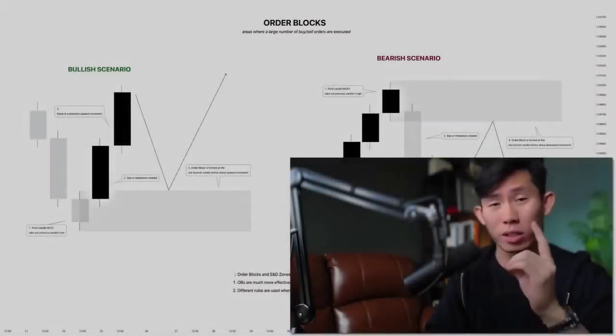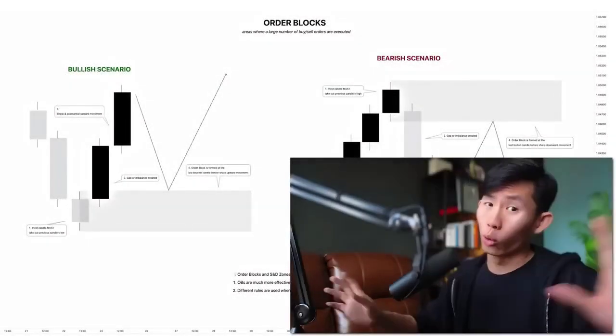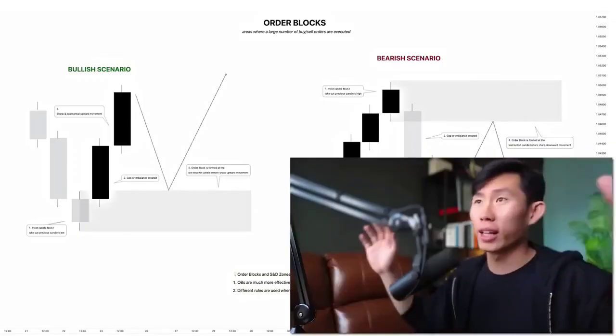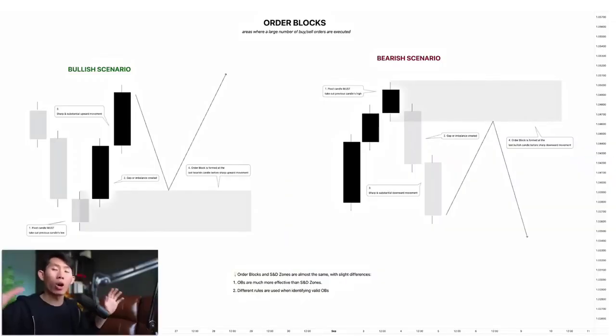This is really the secret sauce that's allowed me to follow the smart money footprints. Don't worry, I'm not going to charge you $997. I'm going to give it to you for completely free. So firstly, what are order blocks?